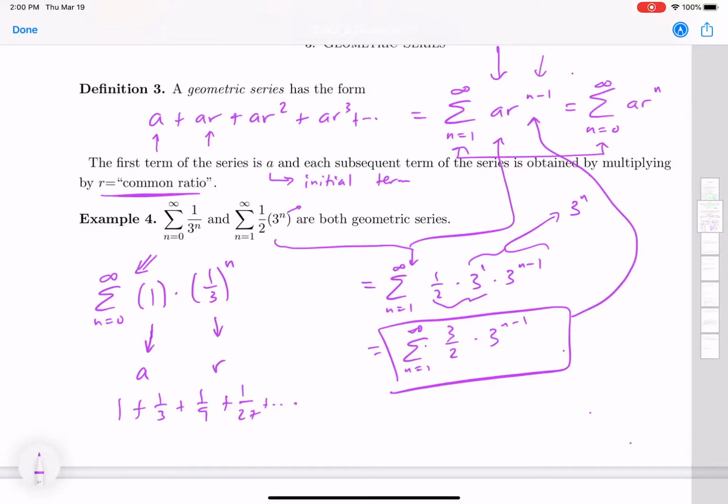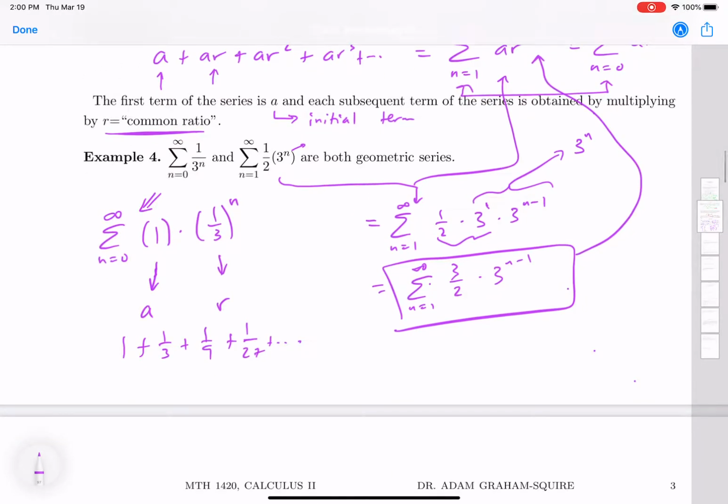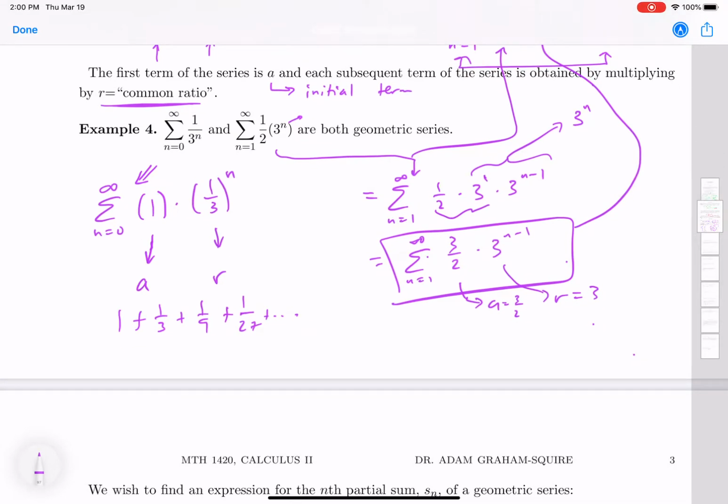Realistically, though, if you're dealing with a geometric series, oftentimes it's easiest just to start writing out the terms. And so here A equals 3/2 and R equals 3. But if I thought this was a geometric series, I could also just start writing out the terms. I plug in n equals 1, I get 3 halves as my first term, plug in n equals 2, I get 9 halves, plug in n equals 3, and I get 27 over 2, etc.